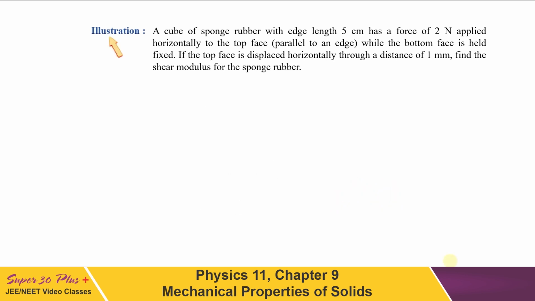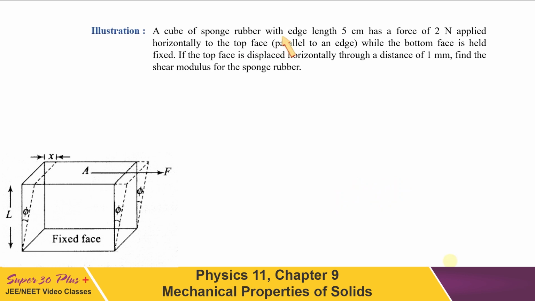One more illustration I have. A cube of sponge rubber with edge length 5 cm has a force of 2 Newton applied horizontally to the top face, while the bottom face is held fixed. If the top face is displaced horizontally through a distance of 1 mm, find the shear modulus for the sponge rubber. Let us solve this also.